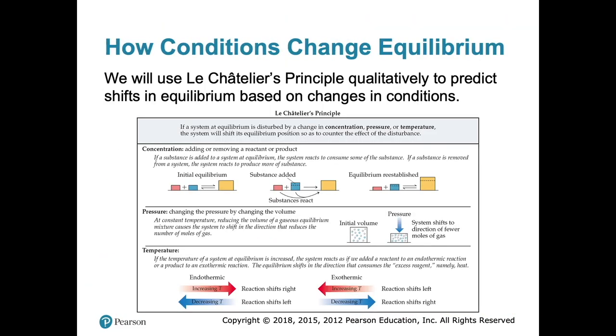So that's what's going on here with the pressure part of Le Chatelier's principle. And then when we talk about temperature, of course, it can be either endothermic or exothermic. In an endothermic reaction, if you increase the temperature, the reaction shifts to the right. If you decrease the temperature, the reaction shifts to the left. And in an exothermic reaction, if you increase the temperature, the reaction shifts to the left, and if you decrease the temperature, the reaction shifts to the right.